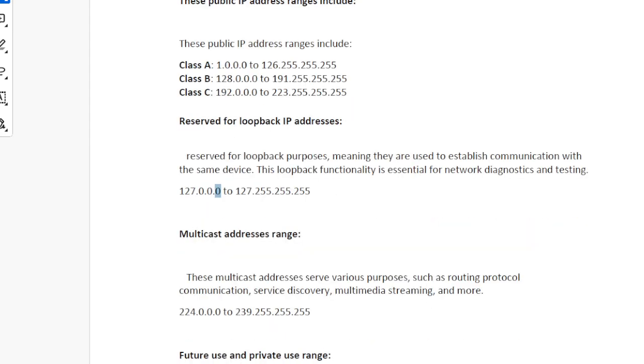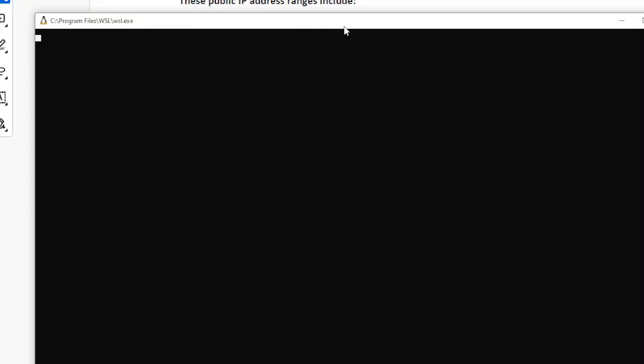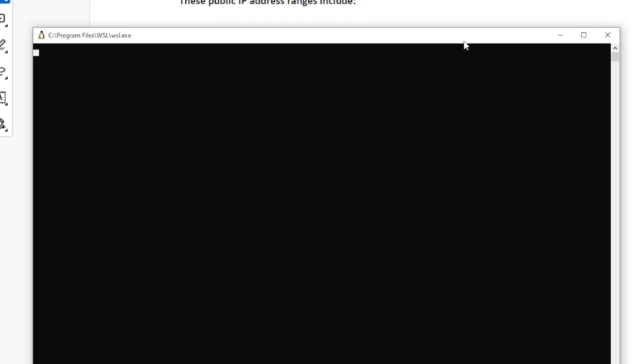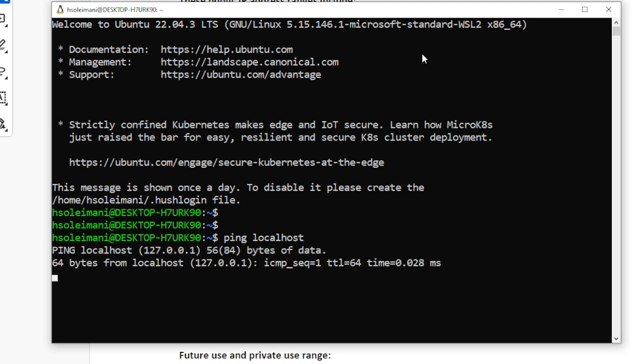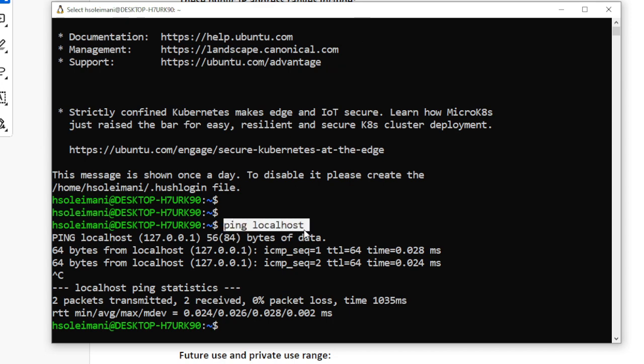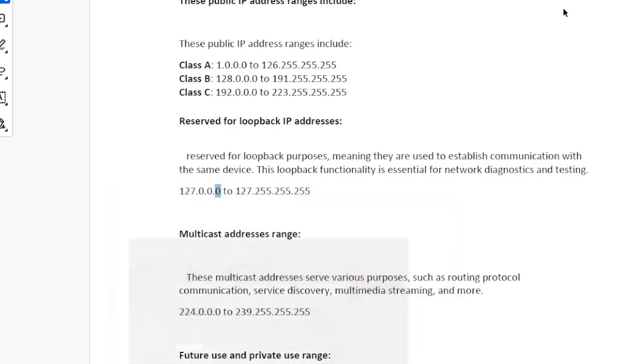Let me show you if I've got a WSL terminal available, which is Windows Subsystem for Linux, just to show you where you can find the loopback IP addresses. All right, you just ping localhost. Okay, see, once I ping localhost, it is pinging 127.0.0.1. So this is the localhost IP address, which is already assigned to my Windows machine, my Linux machine inside Windows.